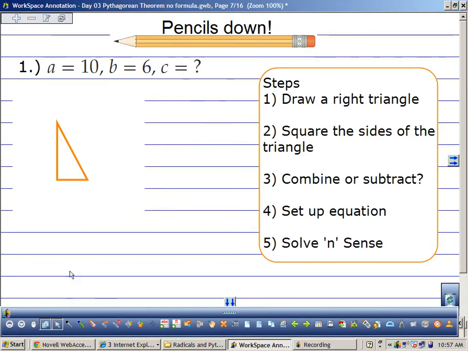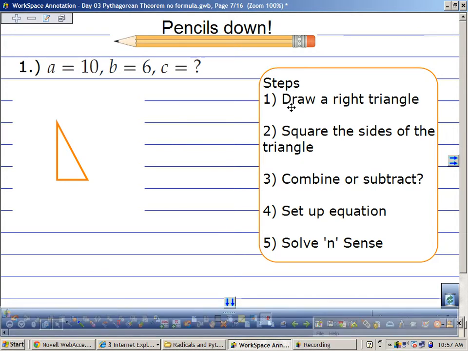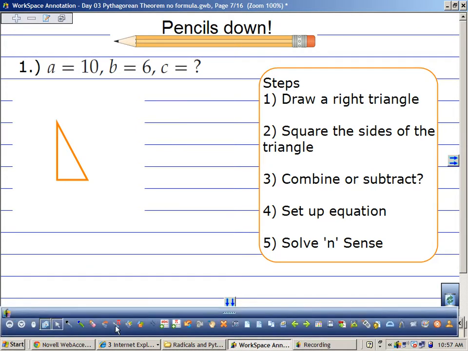Breathtaking. Alrighty. So pencils down. My first step is going to be to take this out right here. We don't want this.